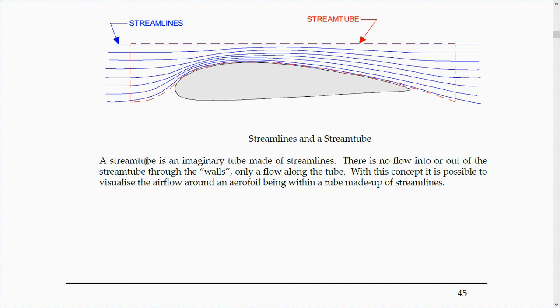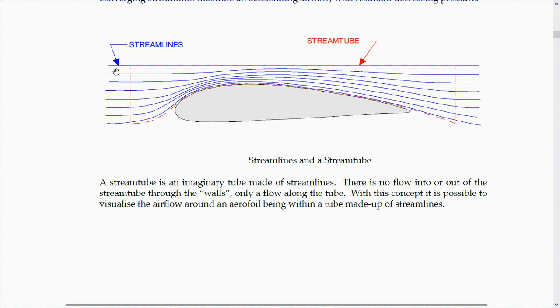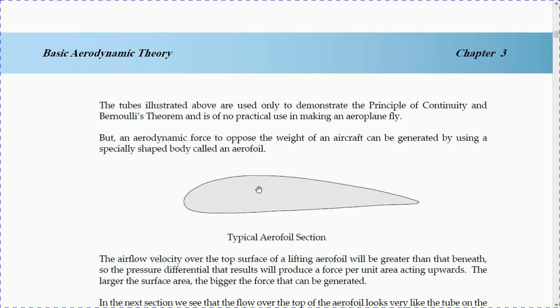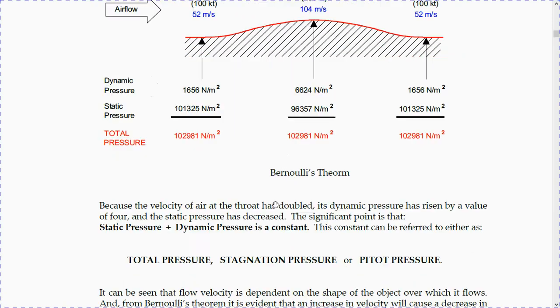A stream tube is an imaginary tube made of streamlines. There is no flow into or out of the stream tube through the walls, as we said before, only a flow along the tube. With this concept, it is possible to visualize the airflow around an airfoil being within a tube made up of streamlines. So same as before. The tube in this case is the top of the streamlines that form the upper wall and the bottom. So it is the same as the tube we were seeing here.